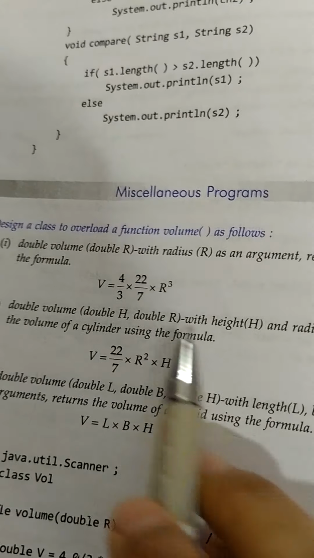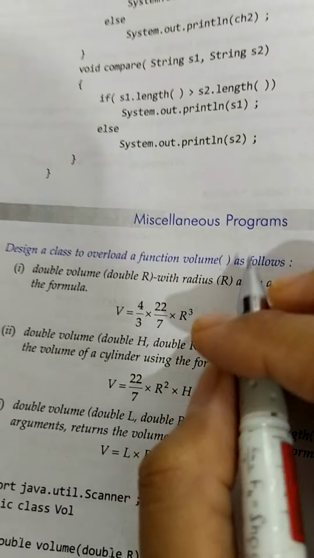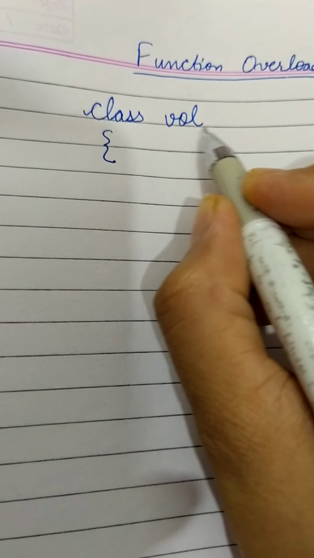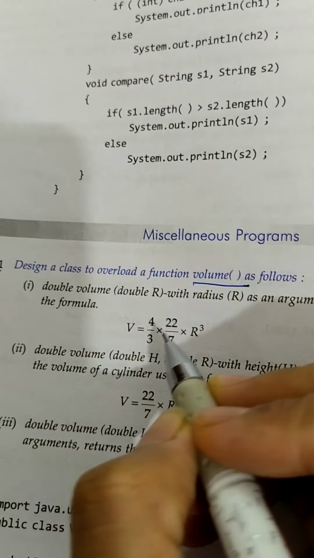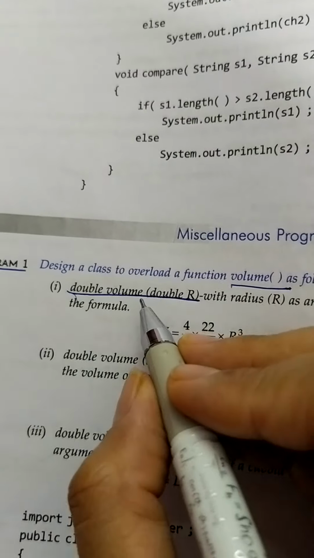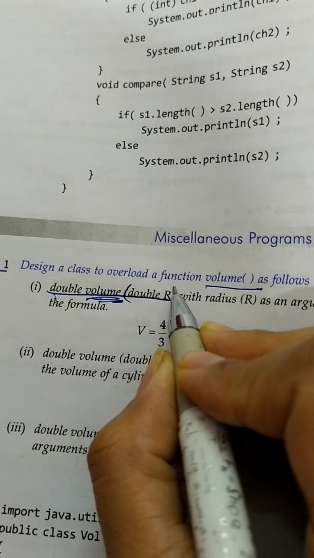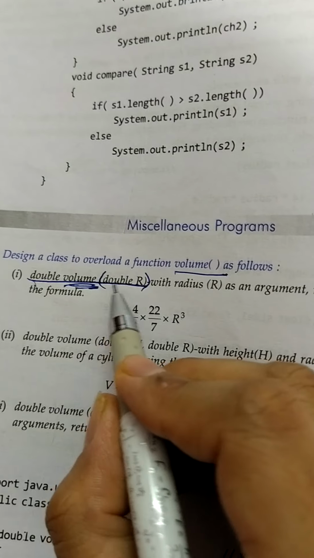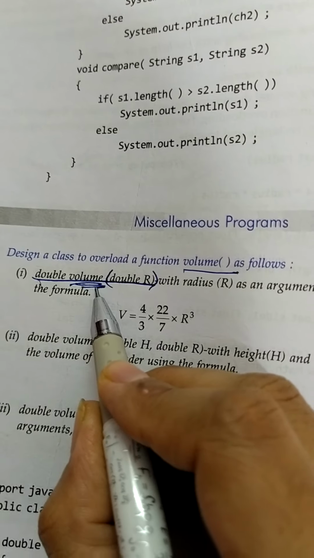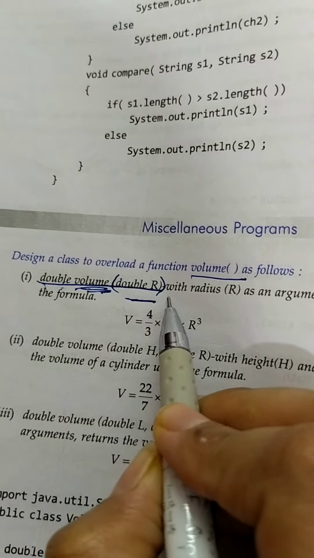So firstly see the first program. Design a class to overload a function volume. They have given the name of the function as volume. So firstly take any class name. I have taken VOL as the class name. Then in the question they have given the first function, double volume(double R). How can you see that this is a function? They have given the name volume, and moreover parentheses are given. Whenever parentheses are given, parentheses show that this is a function. So volume is a function. This is the argument and this is the return type. So like this only we have to take.